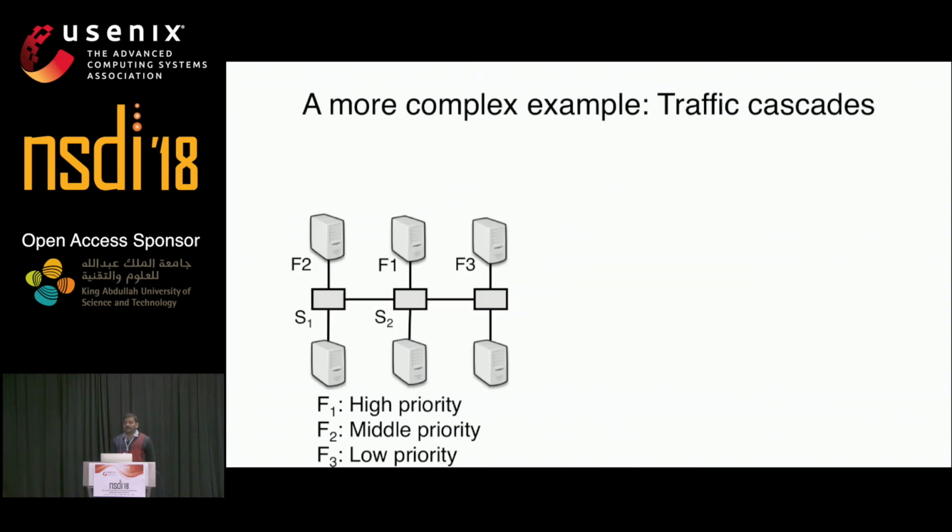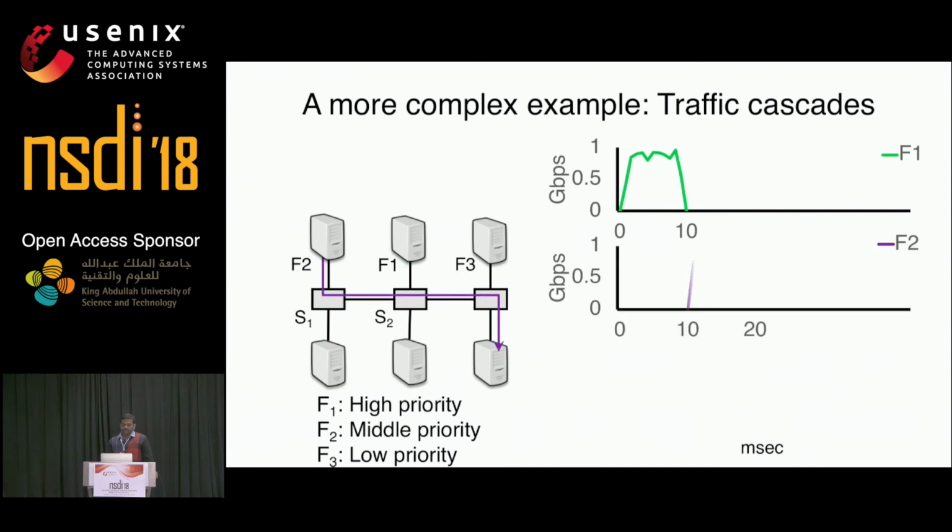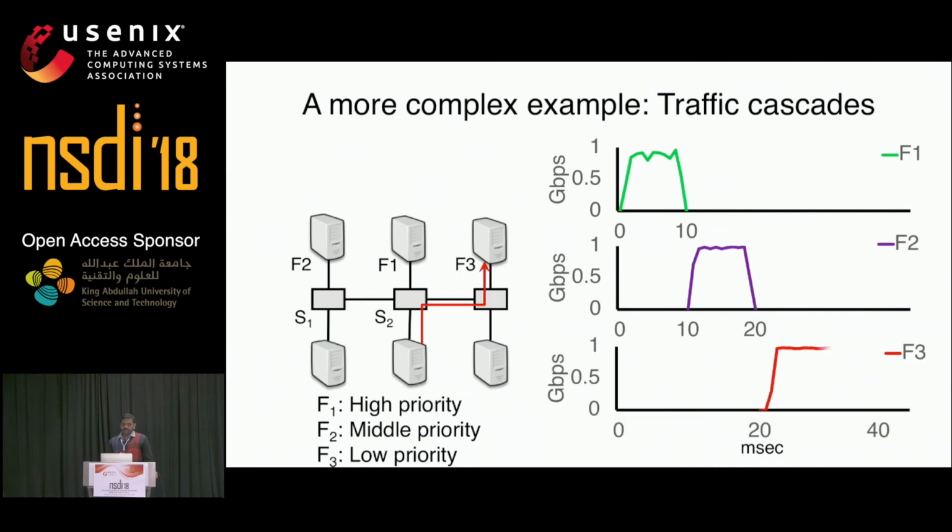Now let me explain a bit more complex example that shows the capability of SwitchPointer. Let's consider there are three flows, F1, F2, and F3. F1 has the highest priority, F2 has middle priority, and F3 has the lowest priority. Initially, F1 starts at 0 and ends at 10, and F2 starts at 10 and ends at 20. Right after F2 finishes, F3 starts at 20 and ends at 40. You can see that there are no overlaps between start and end times, so there is no collision.